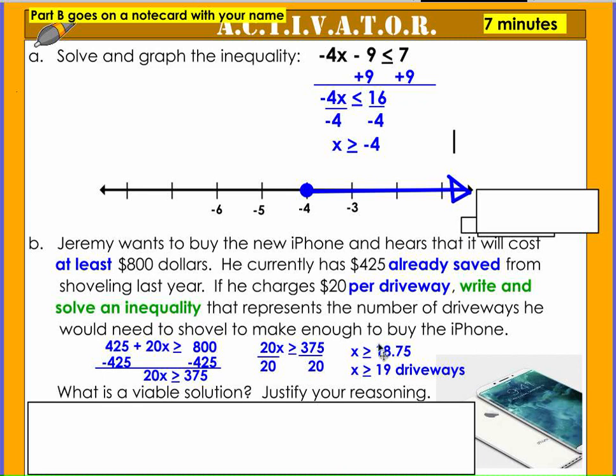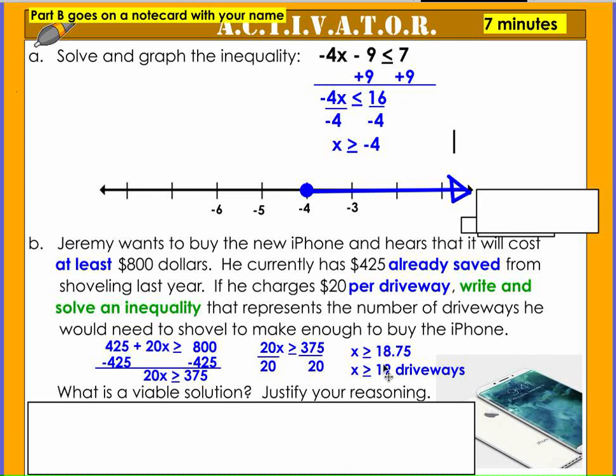But I cannot shovel 18.75 driveways. You're not going to go to your neighbor and be like, hey, give me $20 to shovel 75% of your driveway. It's not going to happen, especially if you're charging $20 for a full driveway. They want to get out, right?